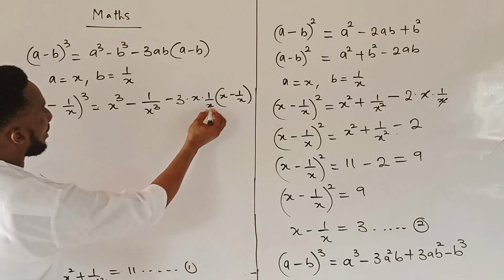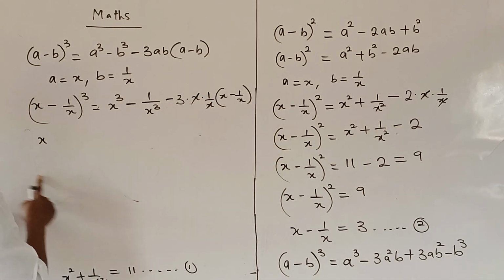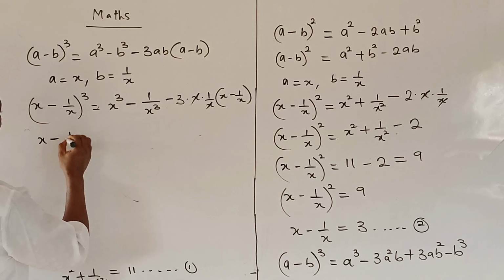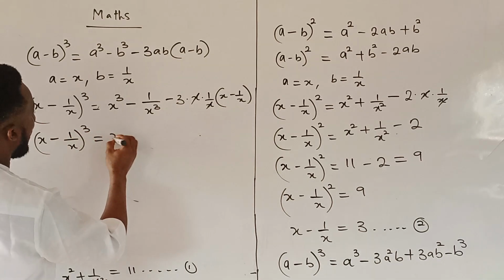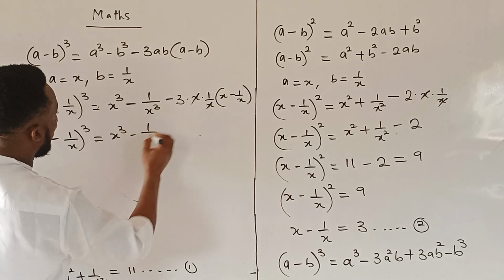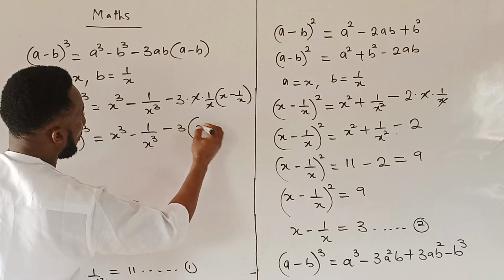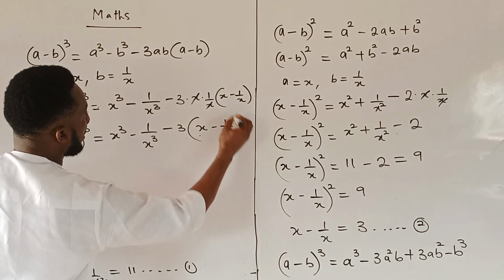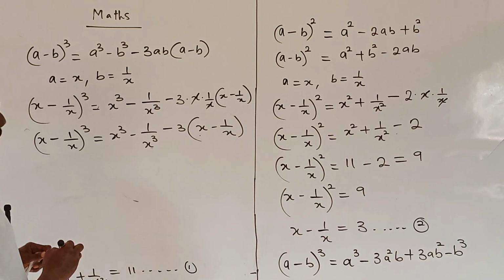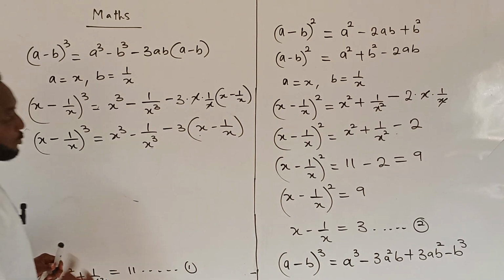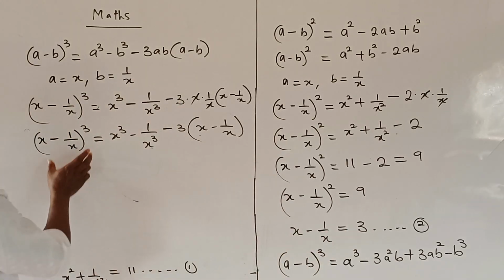So as you can see here, x will cancel out. So we have (x minus 1 upon x) all cubed. This will give me x cubed minus 1 upon x cubed minus 3 into (x minus 1 upon x). So we have done extremely well. At this stage again, we look at equation number 2. x minus 1 upon x is equal to 3. So we plug that here.